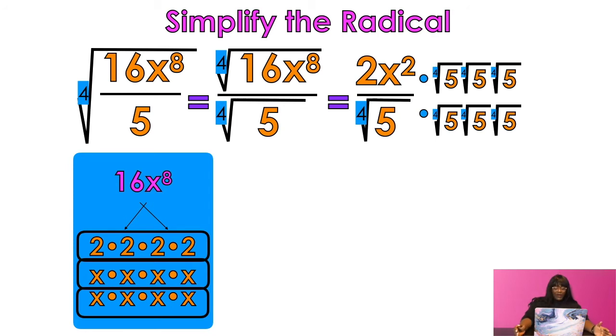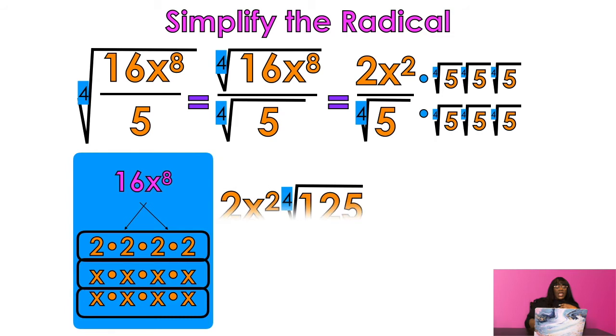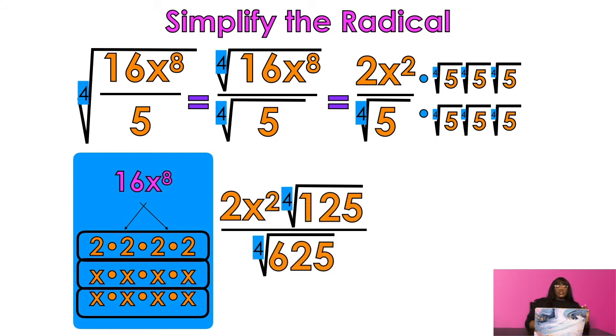So on the top, the 2x squared is going to stay there. And then I'm going to multiply 5 times 5 times 5, 3 times, which is the fourth root of 125. On the bottom, I'm multiplying 5, 5, 5, 5, 4 times, and I'm going to get 625, the fourth root of 625. Now, if I did my problem correctly, should I have any radicals in the bottom still?